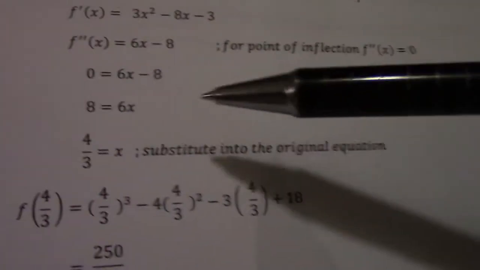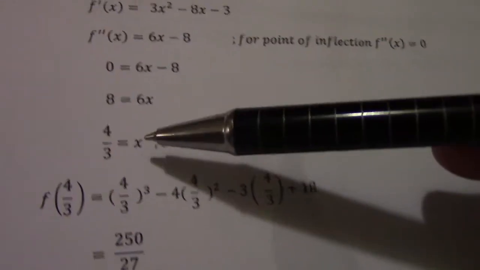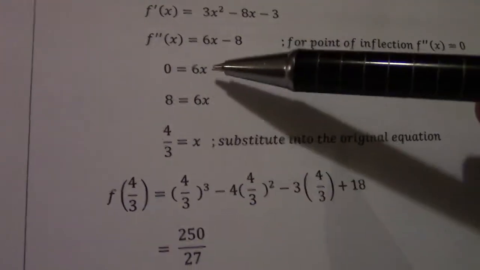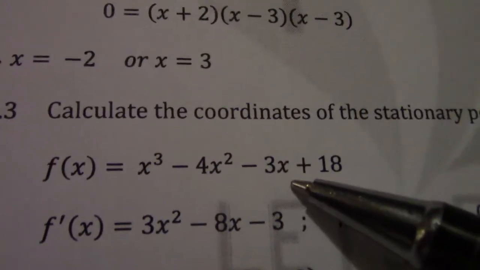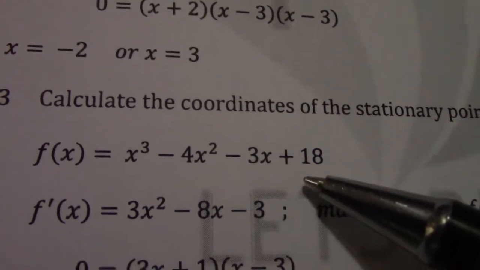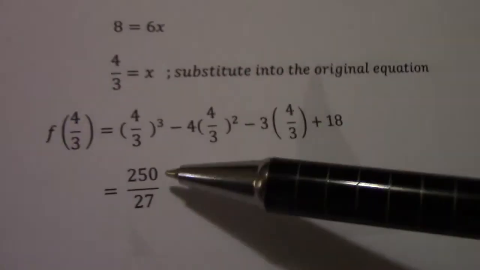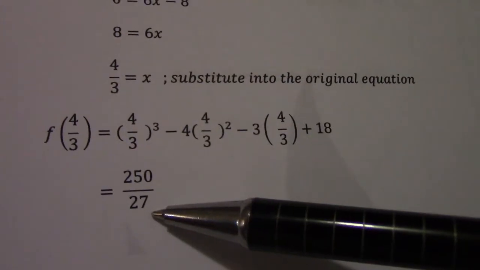So that is my x coordinate, and then I have to always substitute back into the original equation given. So I go back into x cubed minus 4x squared minus 3x plus 18. If I substitute back in, I get 250 over 27. So there are my coordinates. Now I'm required to plot them.